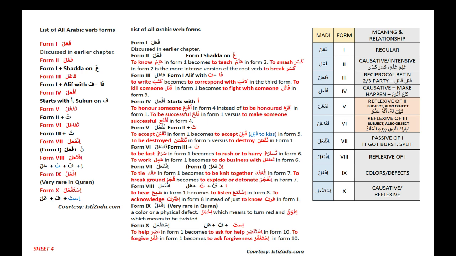Alhamdulillah. Form 6, tafa'ala. Sari'a means to be fast. Tasara'a means to rush or to hurry. Amila means to work. Ta'amala is to do business with. Again, in the same way, form 6 verbs give reflexive meaning, having both subject and object playing a double role as subject or object, inshallah.